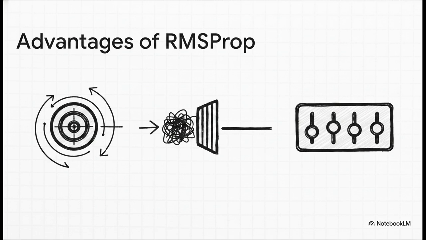Second, it is highly suitable for noisy problems. Because that exponentially weighted moving average acts as a shock absorber, it smooths out the chaotic, noisy gradients that are super common in stochastic optimization. And third, adaptivity. It scales the learning rate individually per parameter, ensuring that every single part of the neural network learns at a perfectly tailored pace.